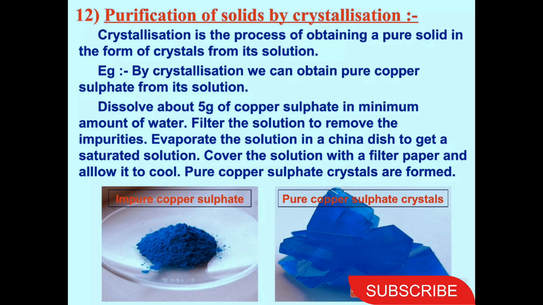Filter the solution to remove the impurities. Evaporate the solution in a China dish to get a saturated solution. Cover the solution with a filter paper and allow it to cool. Pure copper sulfate crystals are formed. So this is the method to get pure copper sulfate crystals by using the crystallization method.